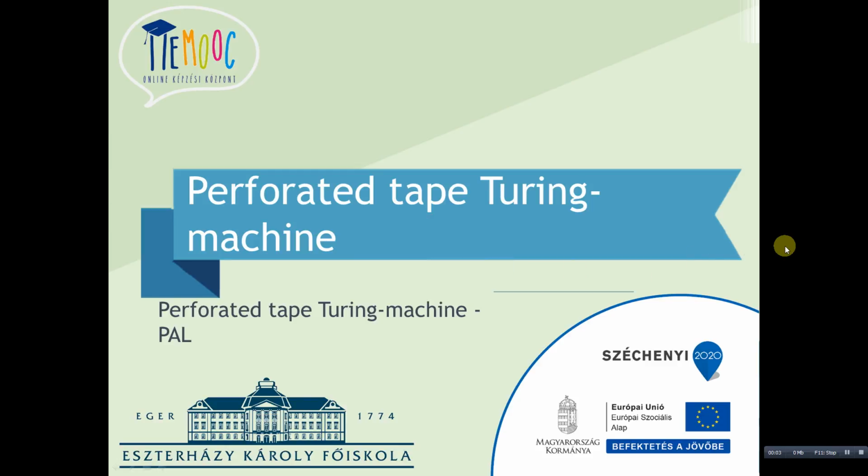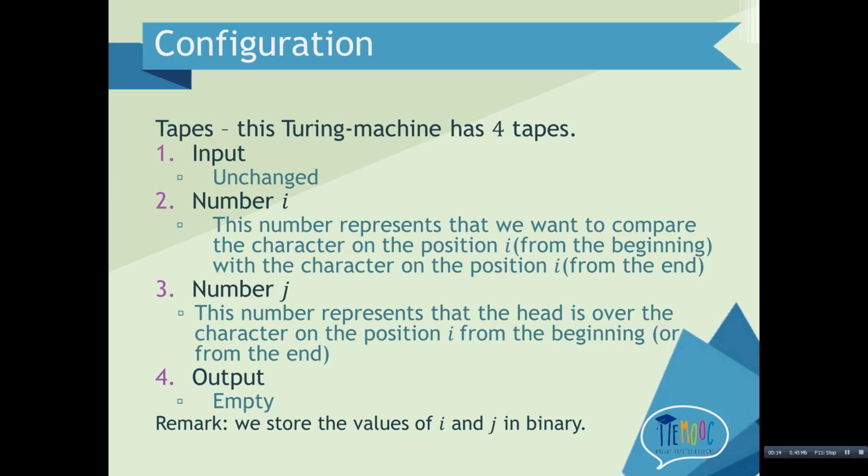In this video we will see how we can use the perforated tape Turing machine in a well-known example. We will decide from an input word whether it is a palindrome or not. This Turing machine has 4 tapes.